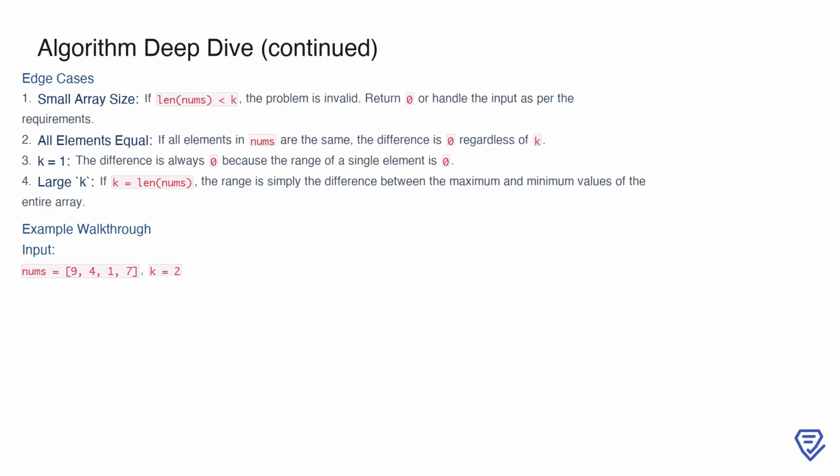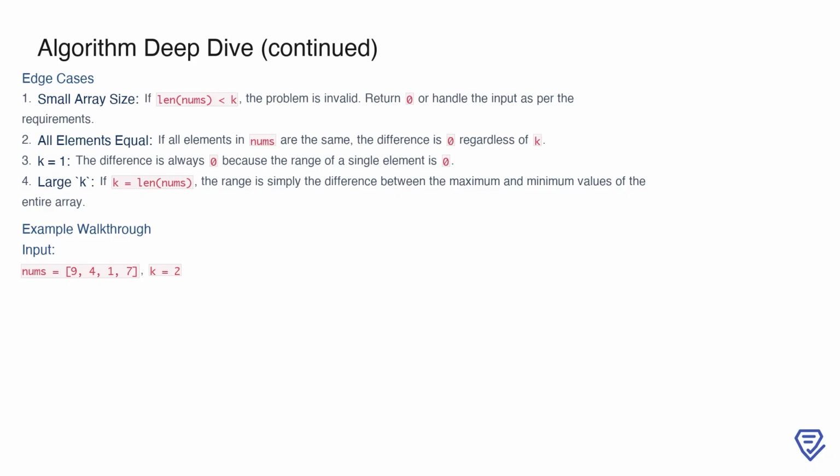Second, if all elements in the array are the same, the difference between the highest and lowest values in any group will always be 0, regardless of the value of k. Similarly, if k equals 1, the range is always 0 since a single element has no variation. Finally, when k equals the size of the array, the range is simply the difference between the maximum and minimum values of the entire array. These edge cases ensure that the algorithm handles all possible inputs robustly.